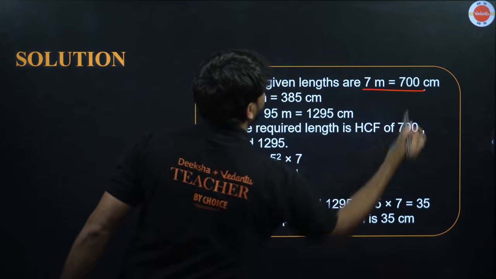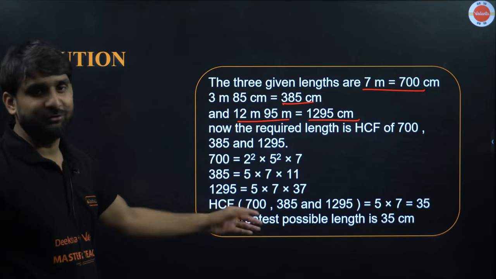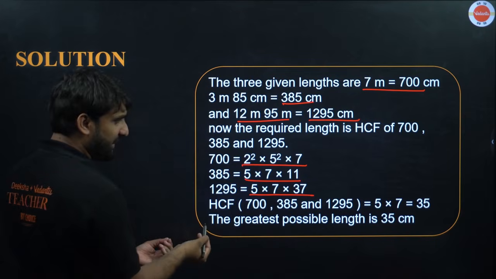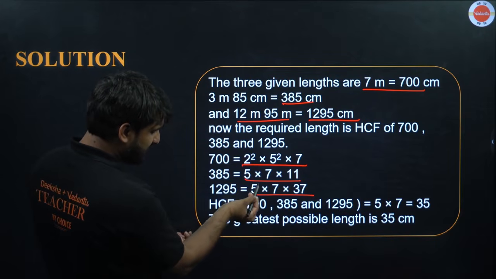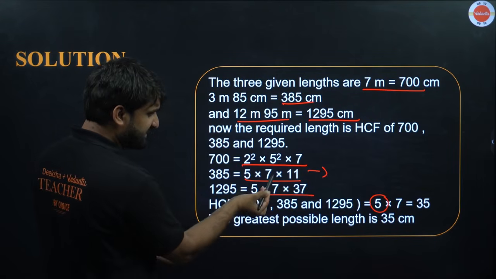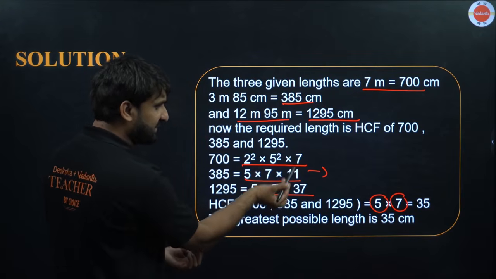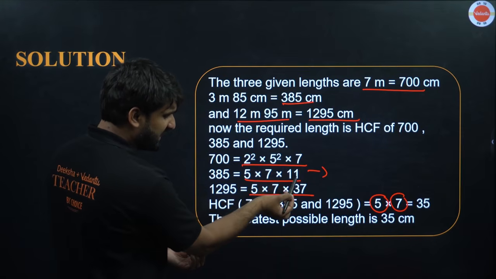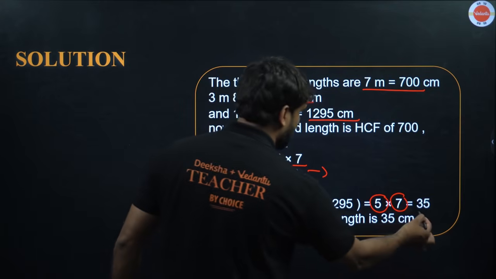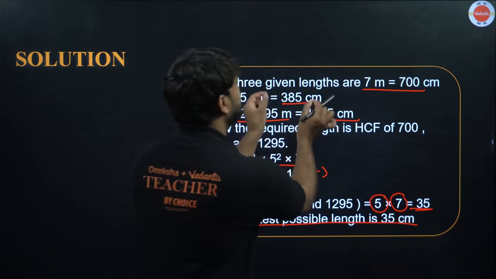So 7 meter can be written as 700, then 385, and this can be written as 1295 centimeter. Now take the HCF. You know how to take the HCF, by doing the prime factorization of these. And the HCF will be what, my dear champion? The common values. So 5 to power 1 is here in all three, so 5 to power 1 is common. 7 to power 1 is in all three, so 7 is common. 2 is here, but 2 is not in the others. 37 is here, but 37 is not in both. 11 is here, but 11 is not present in the first and third. So we will only consider common values. So 7 times 5 is 35.